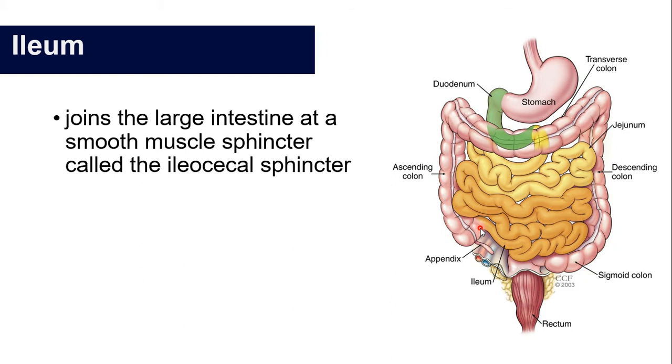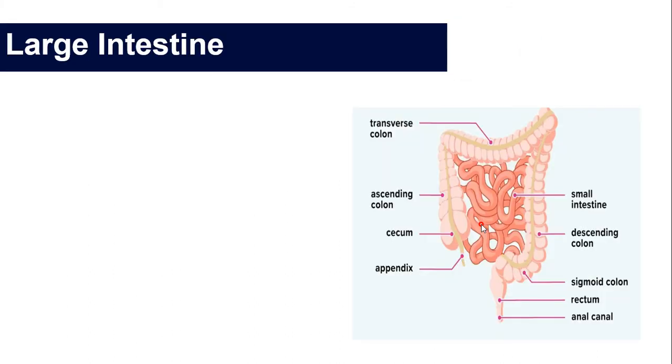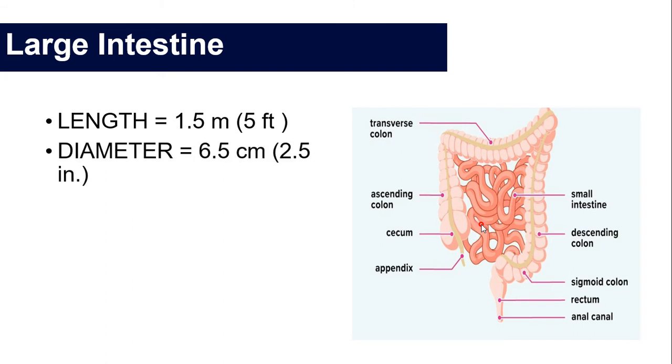Next, after passing through the ileocecal sphincter, ileo meaning ileum, cecal meaning the cecum, it's found between the small and the large intestine. The large intestine's length is about 1.5 meters or 5 feet, and its diameter reaches up to 6.5 centimeters or 2.5 inches. It is the terminal portion of the GI tract.